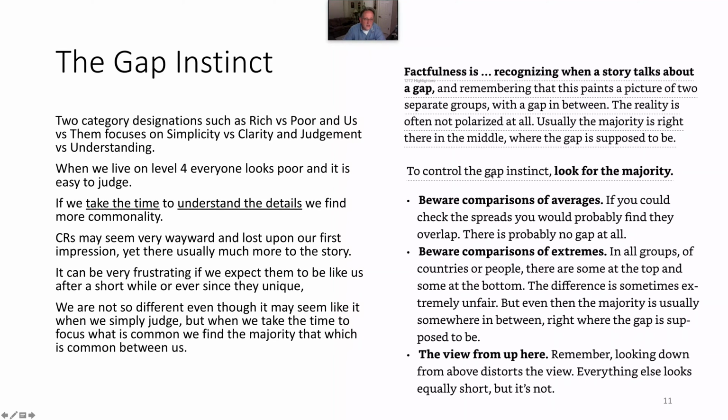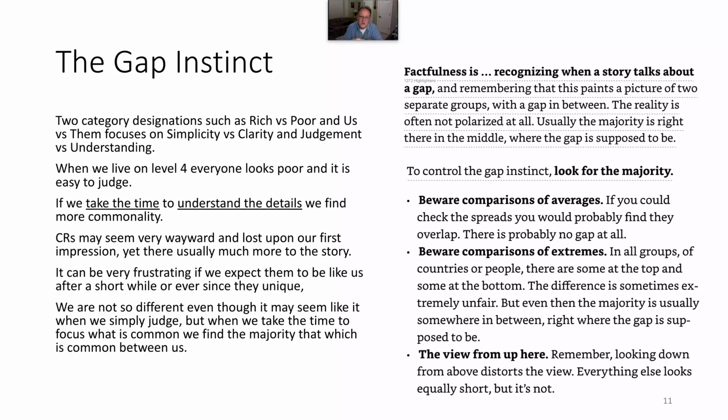And the same thing goes for our own lives: thinking about people in two category designations really pivots us to a point of trying to go for simplicity over clarity. So it's very important for us, instead of being judging and trying to find the key characteristic of a group, to actually understand the group. And if we take time to understand the details, we'll find that we actually have more commonality than we thought.